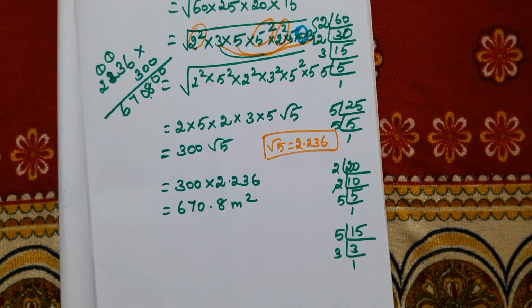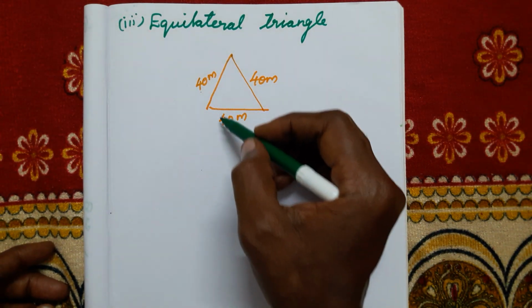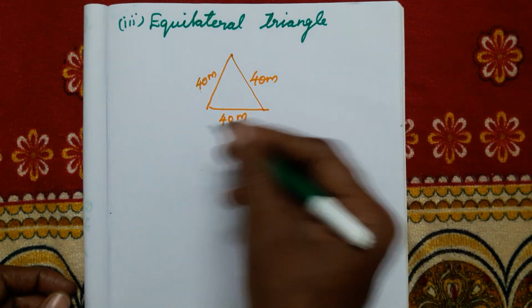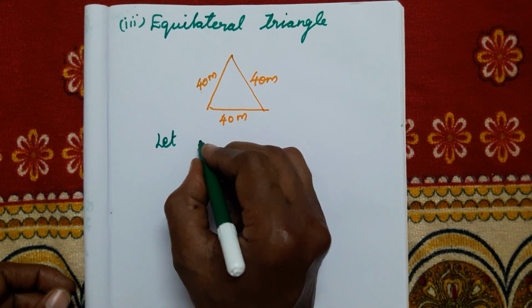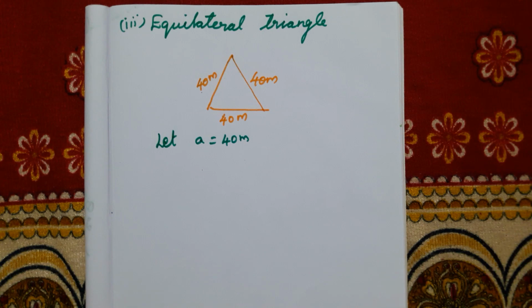Clear this? Next, third one, equilateral triangle. Here also the perimeter is 120 meter. Next, length of the sides. Equilateral triangle means all the sides should be equal. So here I am taking let a is equal to 40 meter.